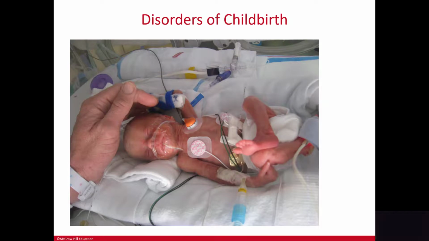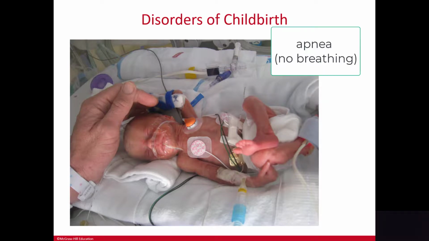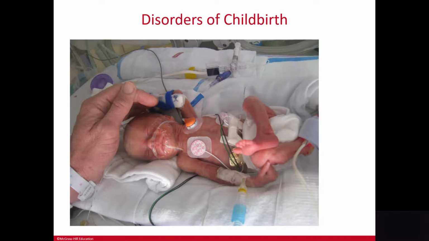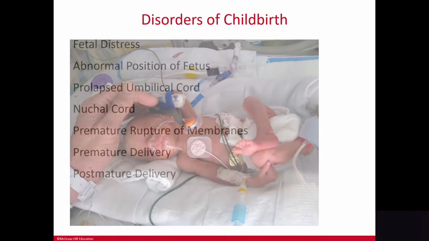Because the breathing center in their brains is underdeveloped, they often have periods of apnea, or no breathing, and they're susceptible to bleeding in the brain and infections because of their undeveloped immune systems.